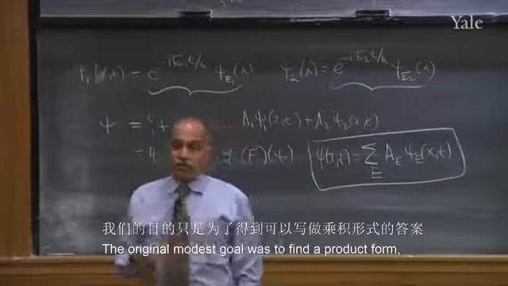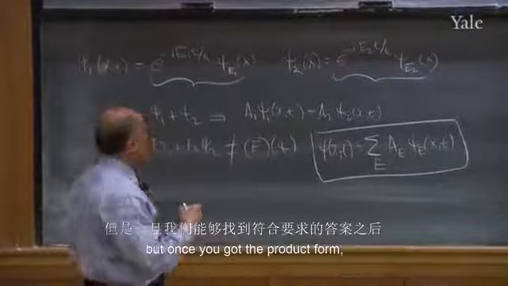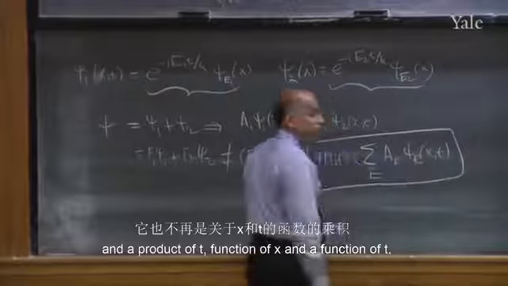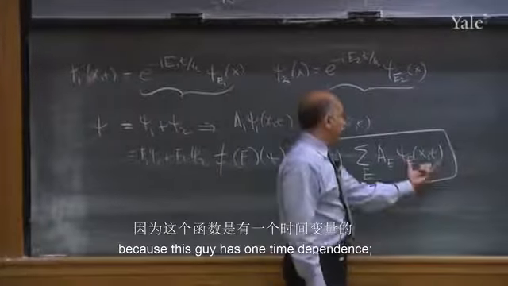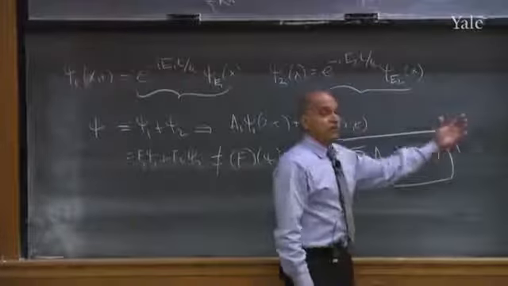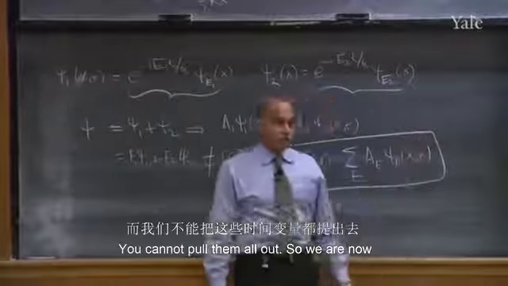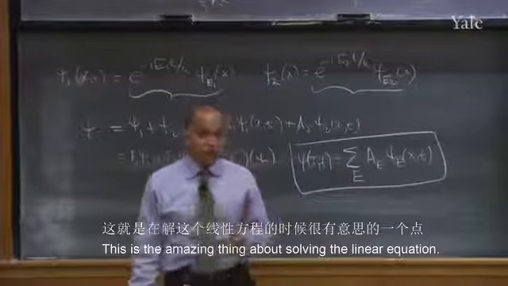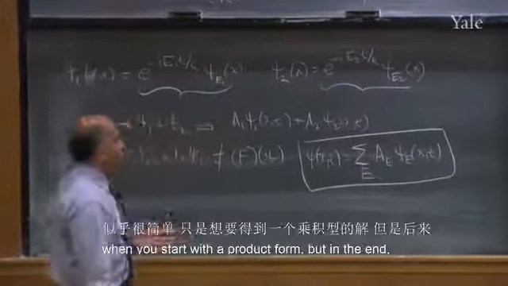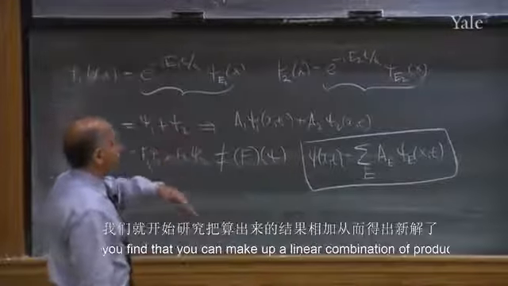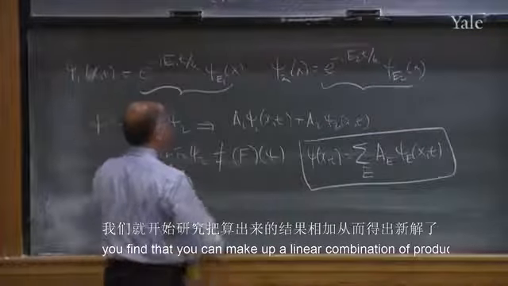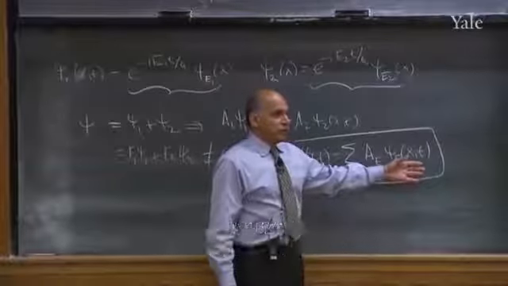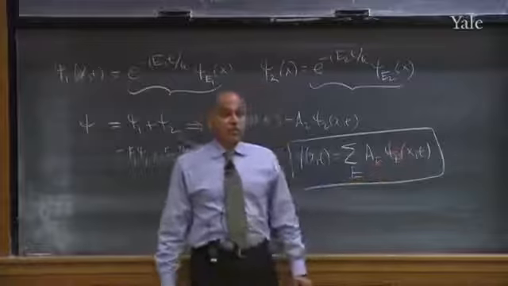The original modest goal was to find a product form. But once you got the product form, you find if you add them together, you get a solution that's no longer a product of x and a product of t, function of x and a function of t, because this guy has one time dependence, another term has a different time dependence. You cannot pull them all out. So we have now manufactured solutions that don't look like their products. This is the amazing thing about solving the linear equation. You seem to have very modest goals when you start with a product form, but in the end, you find that you can make up a linear combination of products. Then the only question is, will it cover every possible situation you give me?